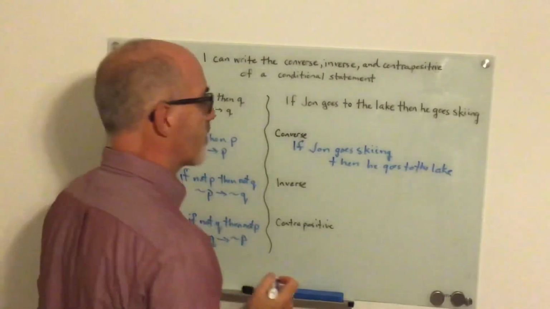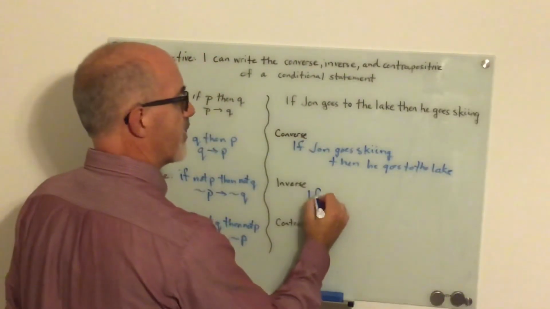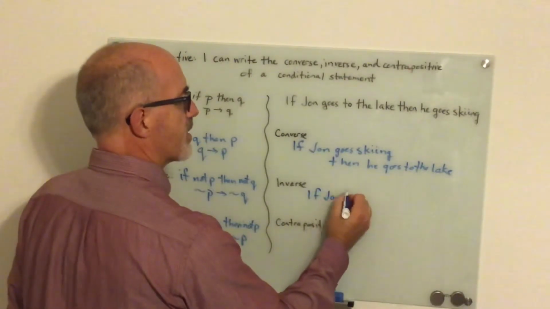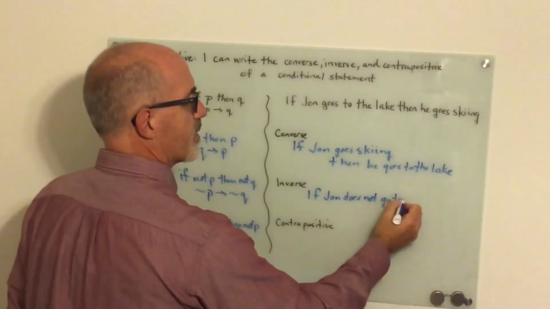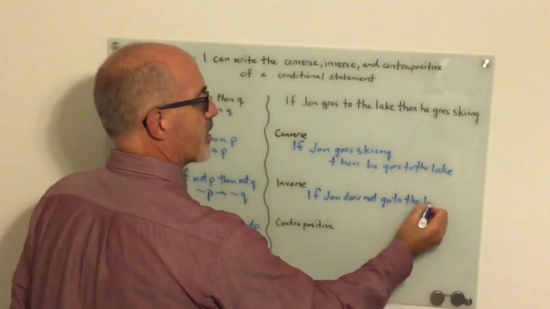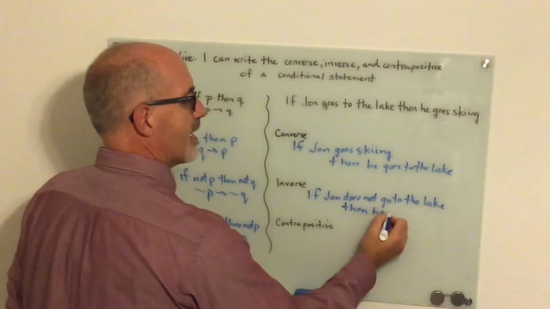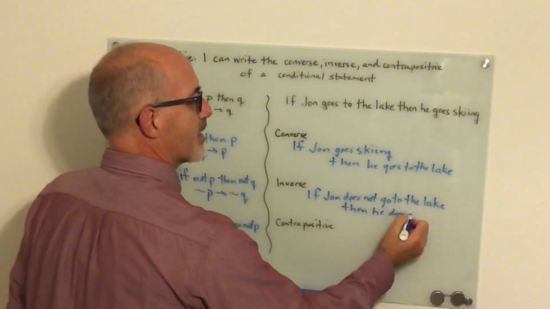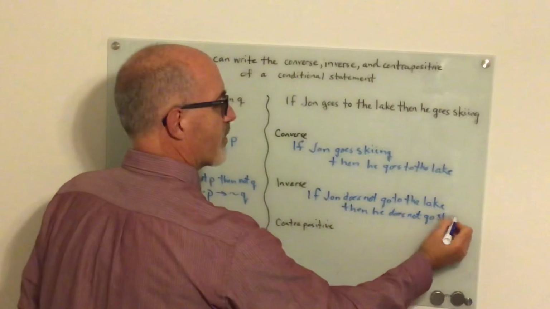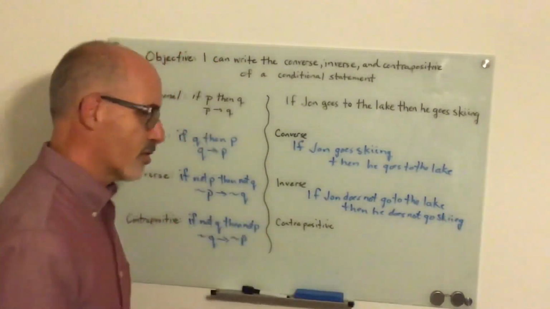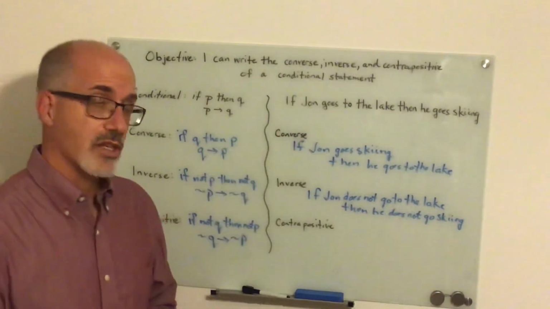So here, the inverse is where I go back to the original and I do it with nots instead. So if John does not go to the lake, then he does not go skiing. So again, if the first one's true, that's not necessarily true, but sometimes it is, sometimes it's not. Sometimes the original conditional is not true either.